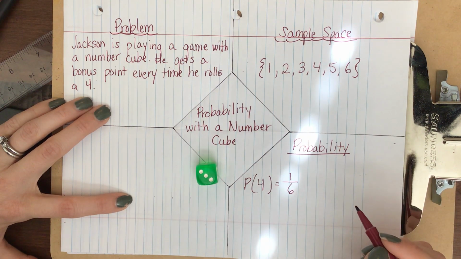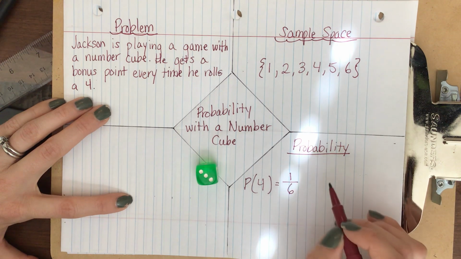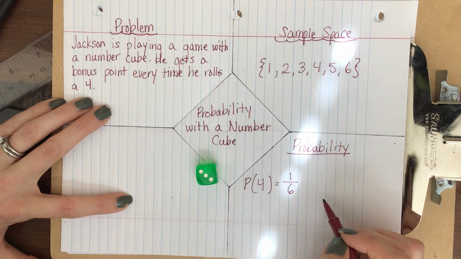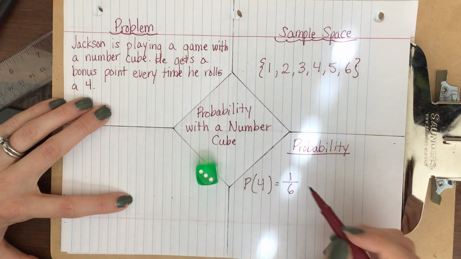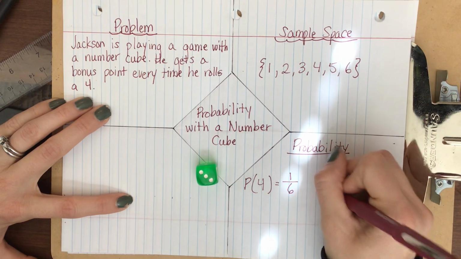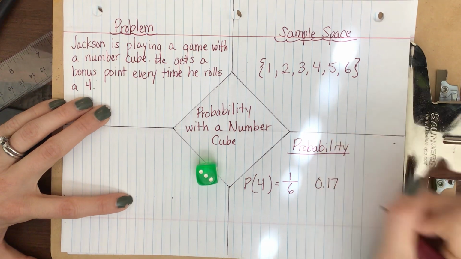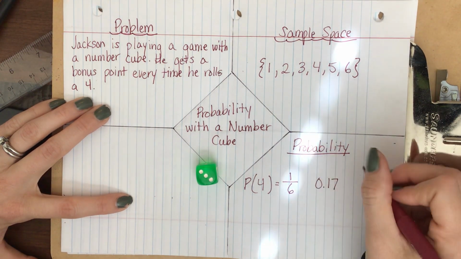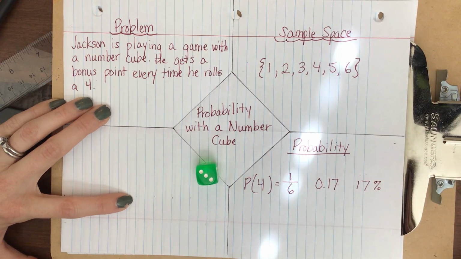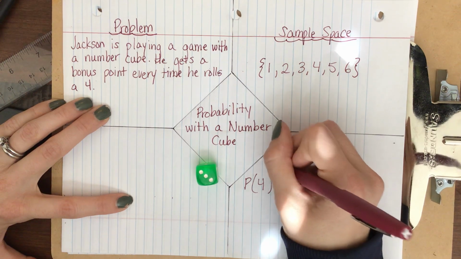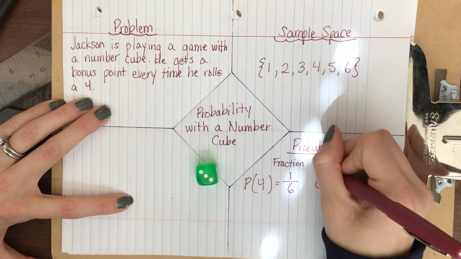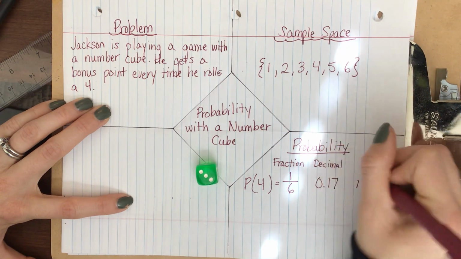Now, the nice thing about probability is it can be represented with a fraction, a decimal, or a percent. So if we were to convert this to a decimal, we would just divide 1 by 6, and we would get approximately 0.17. And if we were to convert this to a percent, it would be 17%. So you have your fraction, decimal, and percent.